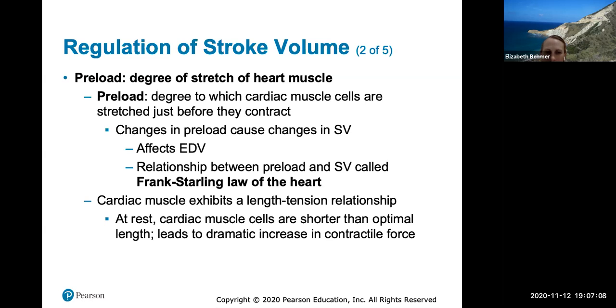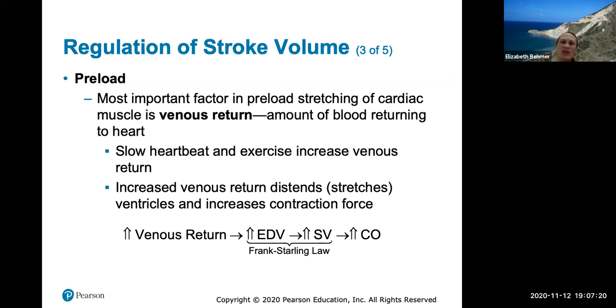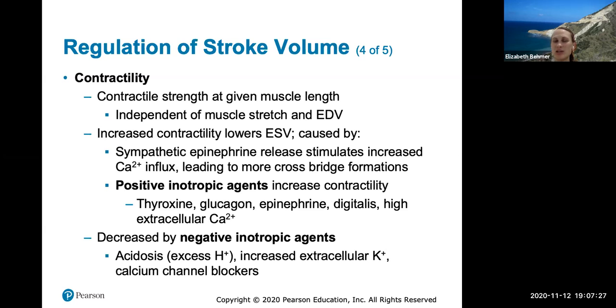Your cardiac muscle exhibits a length tension relationship. At rest, your cardiac muscle cells will be shorter than optimal length, which leads to a dramatic increase in contractile force. So that's what preload is, just stretching of cardiac muscle. Contractility is the contractile strength at a given muscle length. So increased contractility will lower the end systolic volume. This is caused by sympathetic epinephrine release, which will stimulate increased calcium influx.